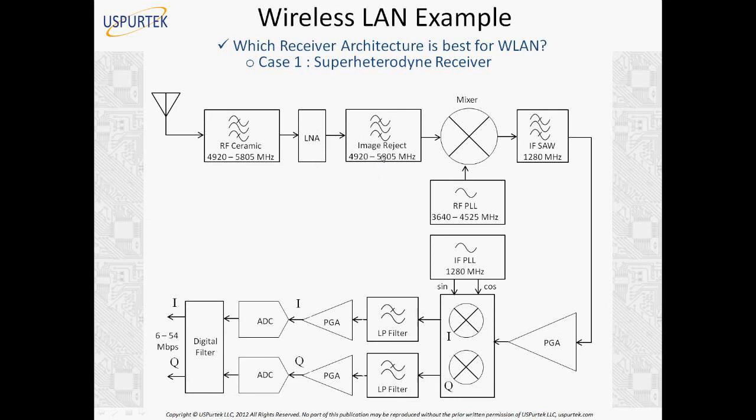This is a SAW filter, surface acoustic wave filter, which is a very expensive one. And we feed this to a programmable gain amplifier. This is an amplifier. Finally, we get into the I and Q mixers, which have their own PLL here at 1280 megahertz. Now here, we are just mixing with the 1280 megahertz to retrieve the two components of the signal, I and Q. Low pass filter goes on to the PGAs again, and then you have the analog to digital converter, and then we have a digital filter. Finally, we get 6 to 54 megabits per second of I and Q.